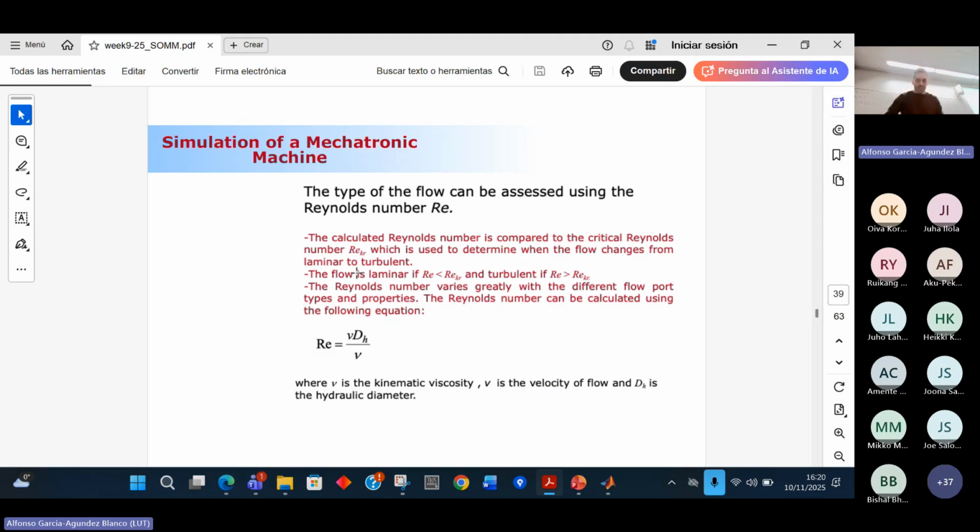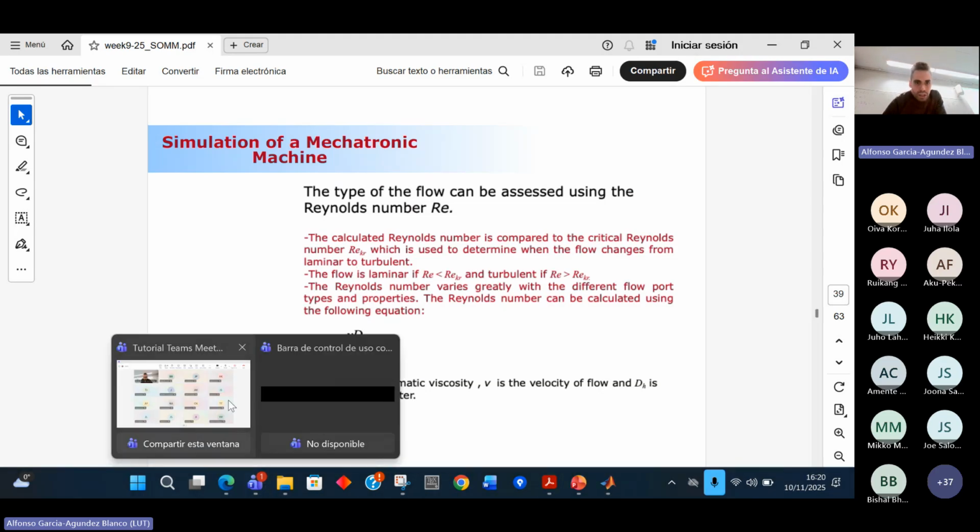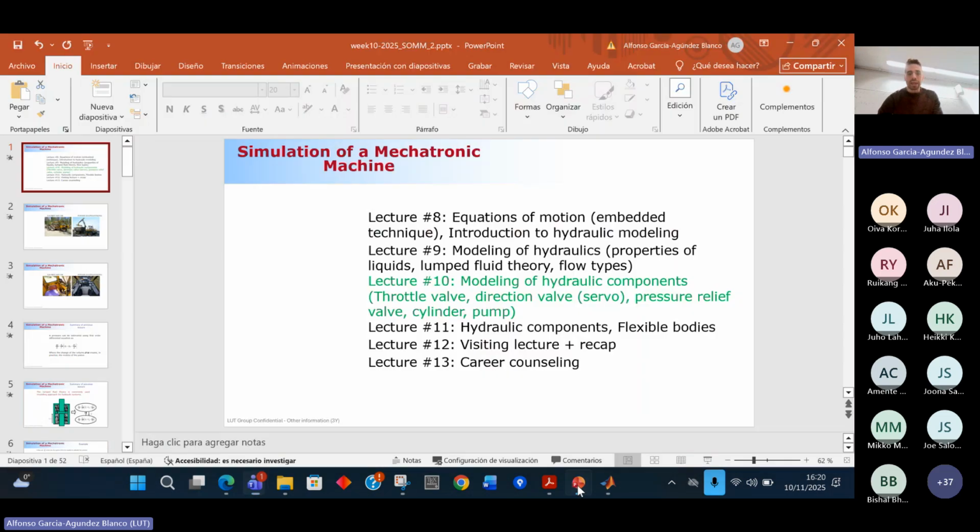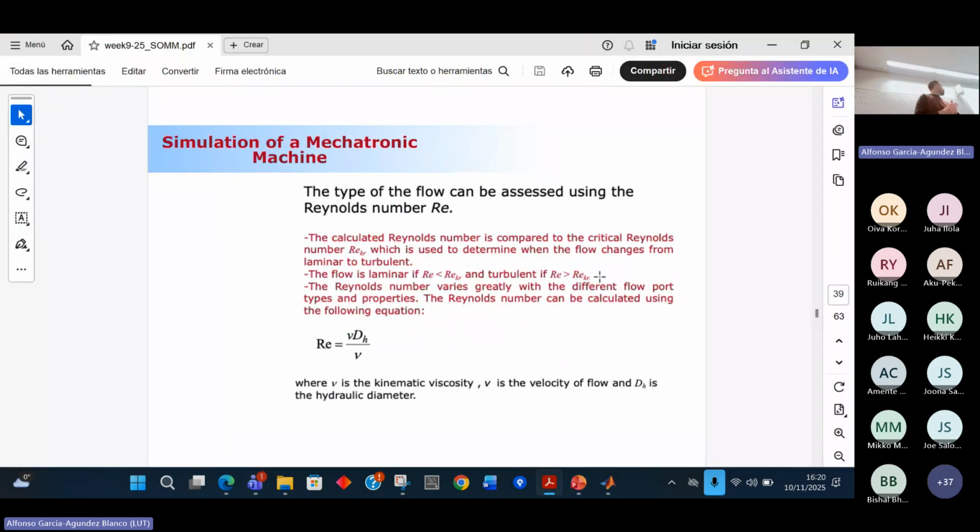Let me check that the streaming is working well. Yeah, I think so. This Reynolds number is a function of the geometry of the pipe, for example, that we are considering. I will show you now different cases.